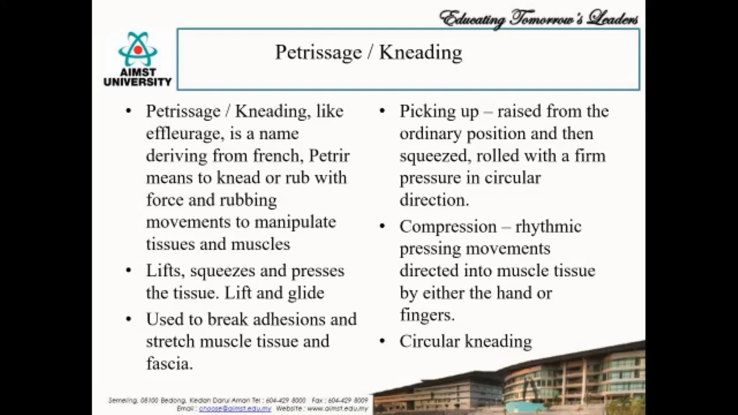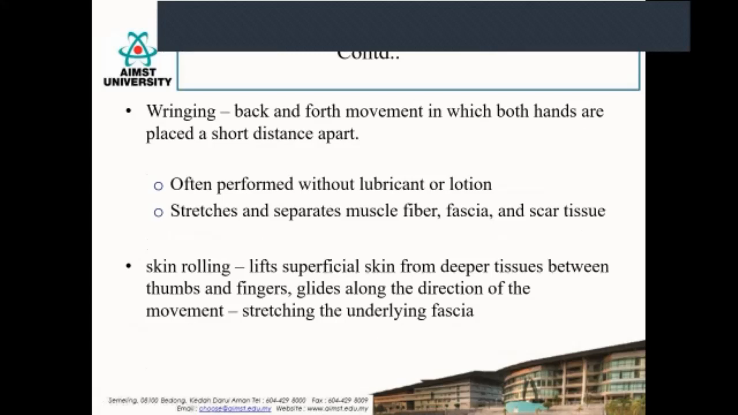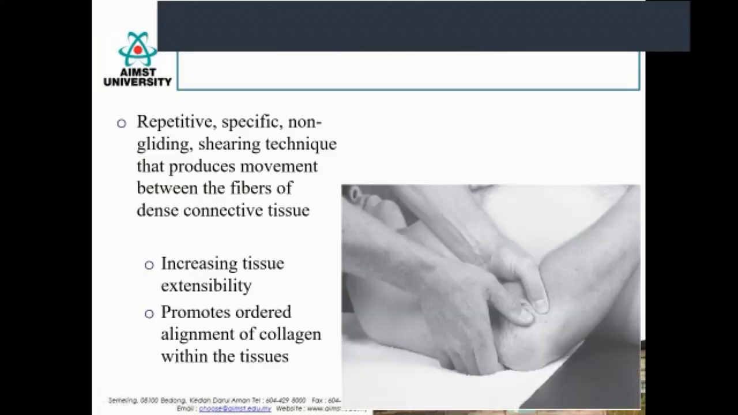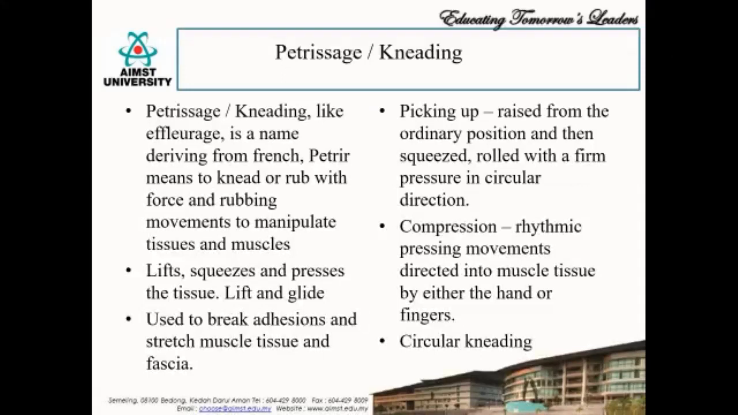Okay, in petrissage we have five techniques: picking up, compression, circular kneading, ringing, and skin rolling. First is picking up. Picking up is picking the tissue, squeezing it in a circular form and leaving it down. So this is called picking up.